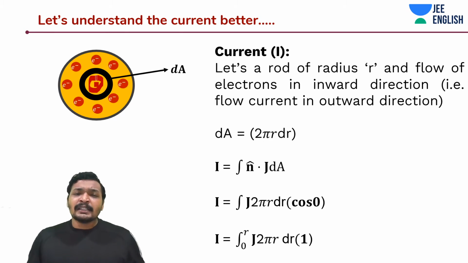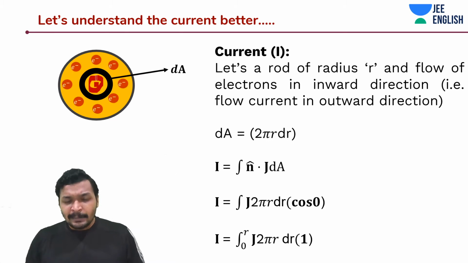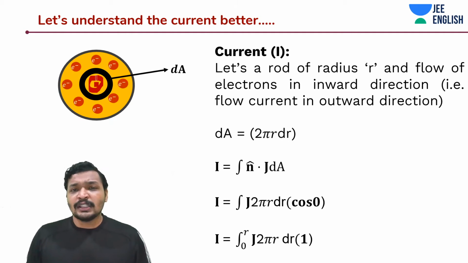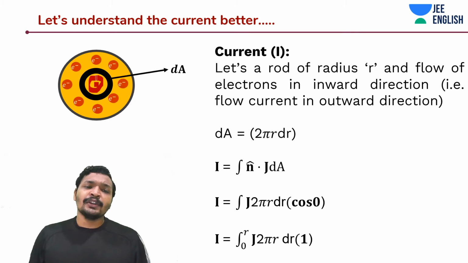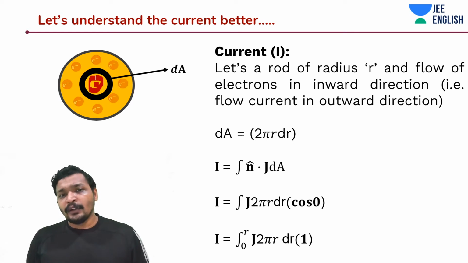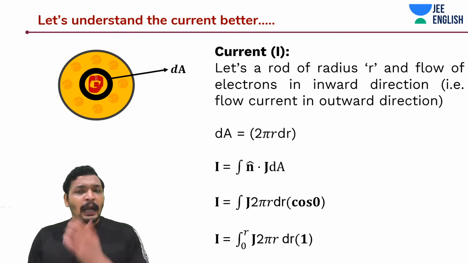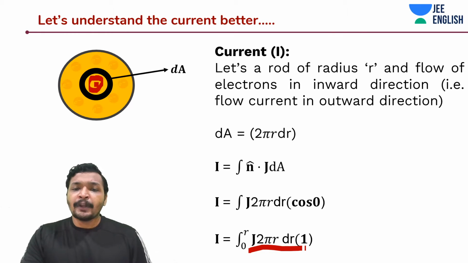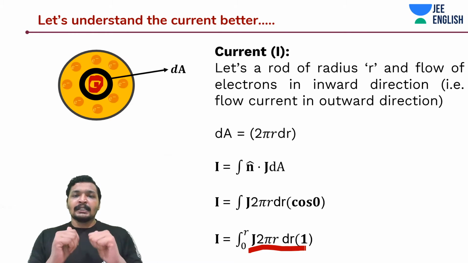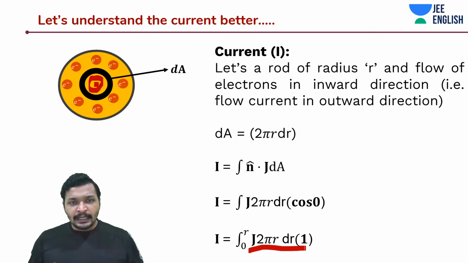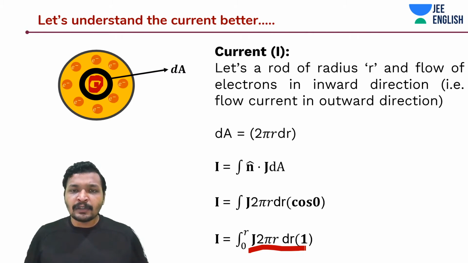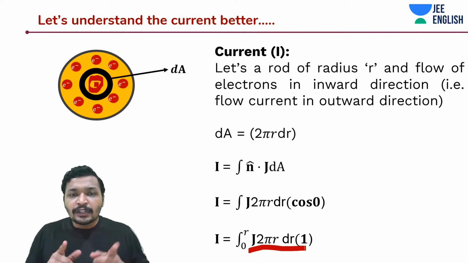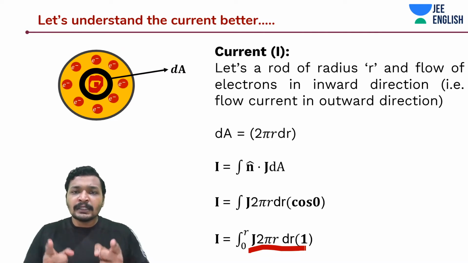So we are going to basically multiply 2 pi r dr, which is nothing but that elemental area, into the constant current density. And also if you take a dot product, you'll get a cos theta. And the cos theta in this case is going to be 1, because theta is 0. Now see, current is flowing in this direction, and the area vector is also in the direction perpendicular to the surface of any given plane or given surface. So both of them would be in the same direction.